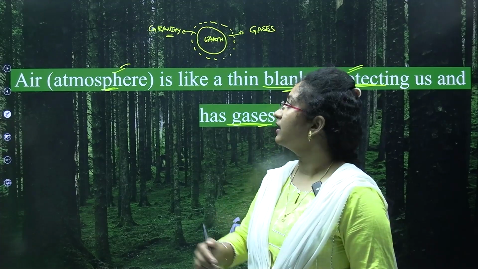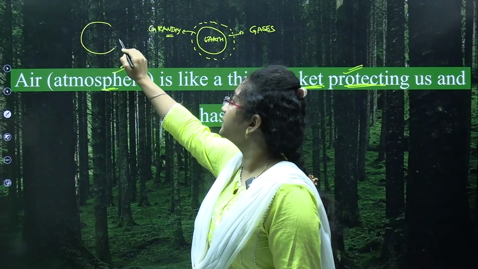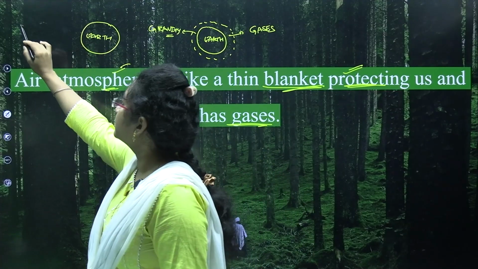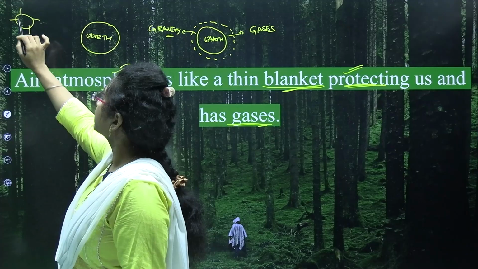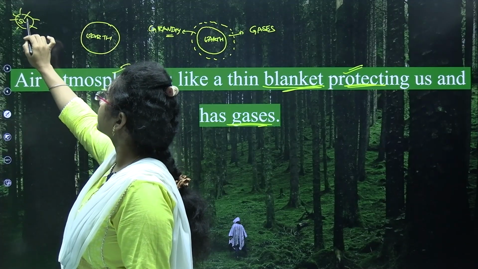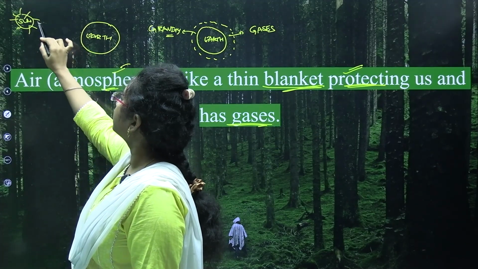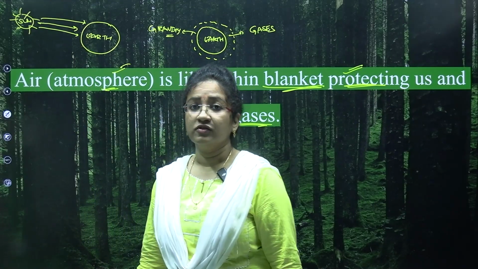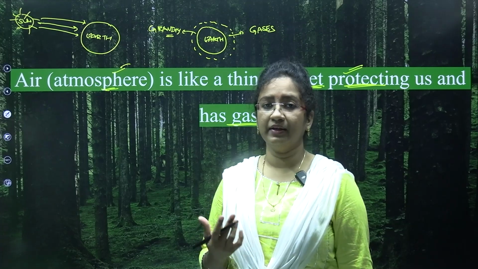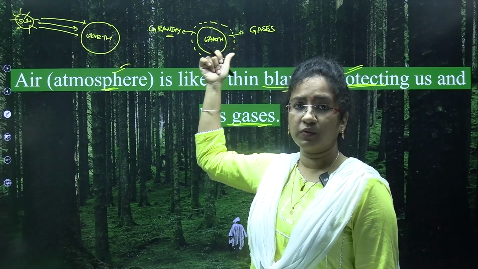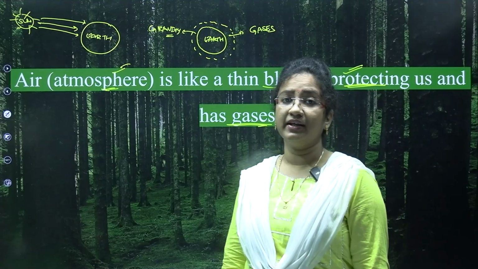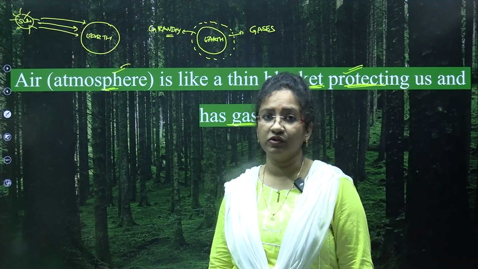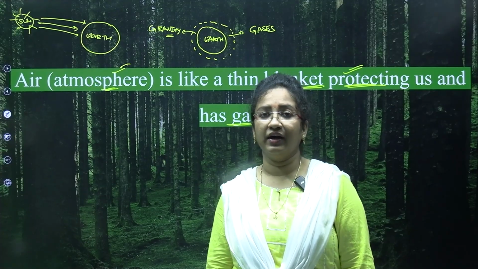So imagine earth without having an atmosphere. And here we have the sun. Right. So when we do not have any atmosphere, the sun's rays would reach the earth directly. Right. So it gets heated up a lot. Because we have this atmosphere, it is protecting us from these harmful UV rays or ultraviolet rays from the sun. Right.